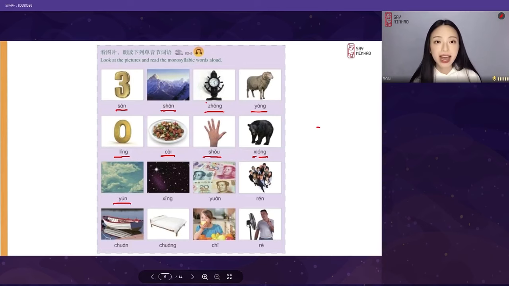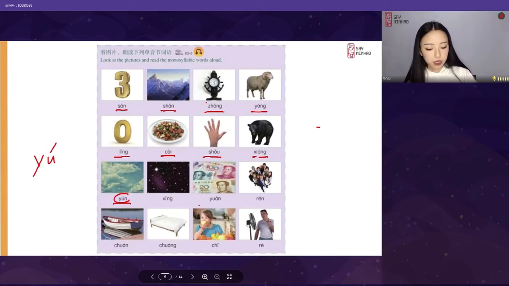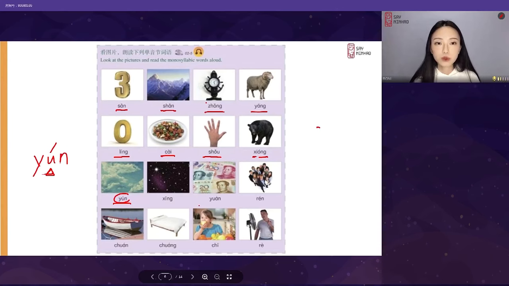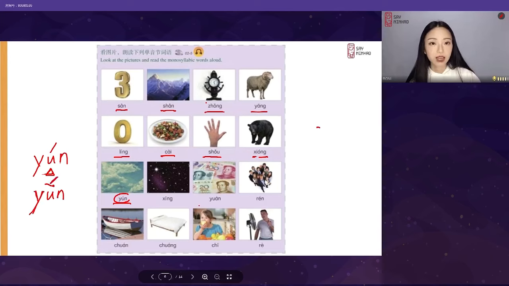Okay. Next one is cloud in Chinese, which is yun. We can see how the pinyin is written here. Is this wu or yu? So this is yu actually, right? But because the initial is y, we should get rid of the two dots and put the turn mark on it. Okay? This is the rule we've learned last lesson. Please try to review it if you've forgotten.